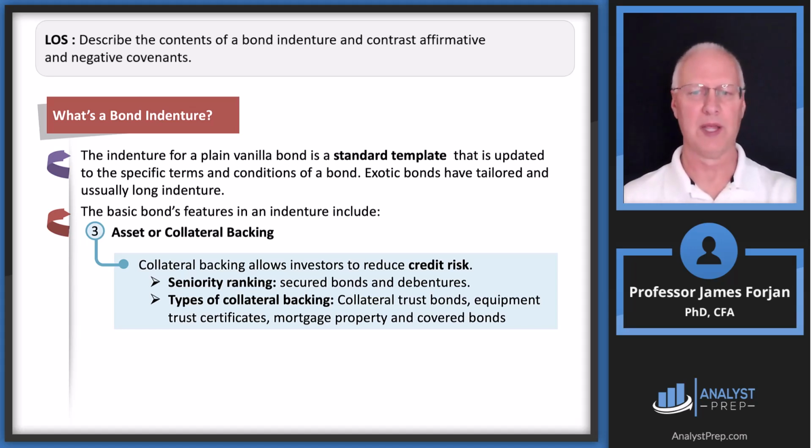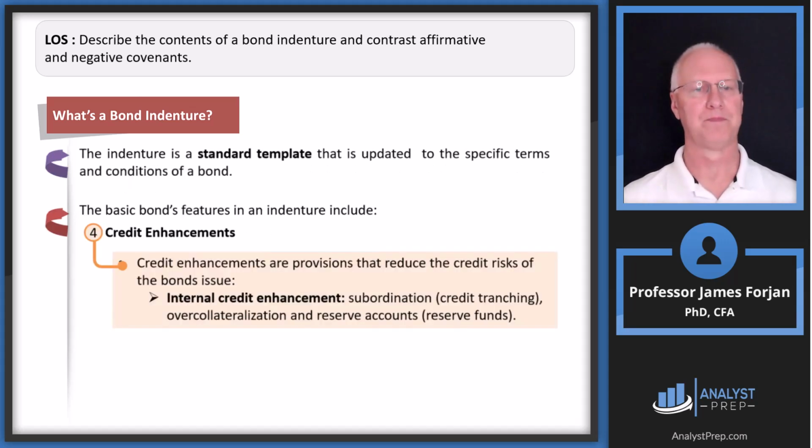So mortgage, property, and covered bonds, collateral trust. Just think of any kind of an asset that an organization has, that a corporation has, that can be used as collateral.